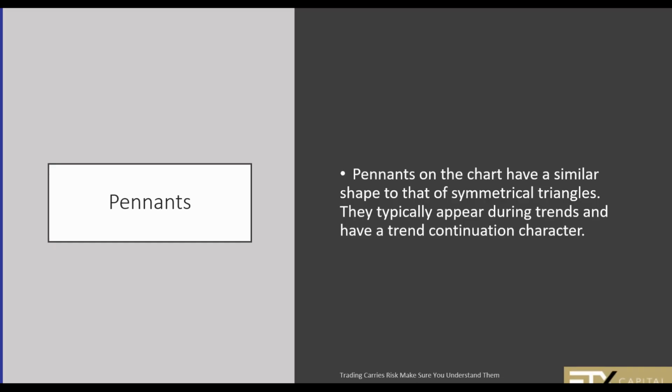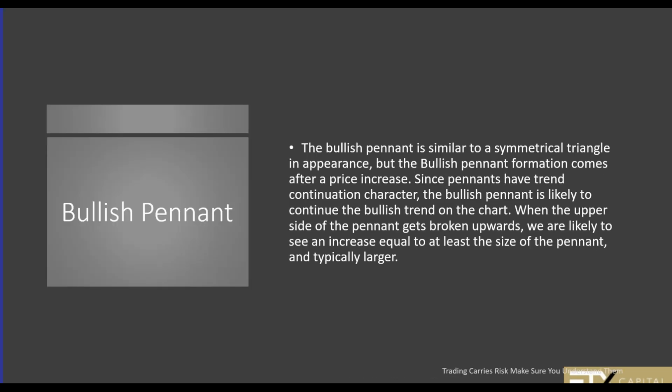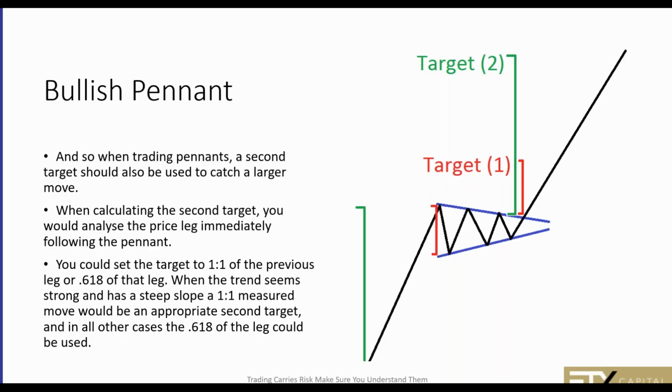So pennants on a chart have similar shapes to the symmetrical triangle. They typically appear during trends and have a trend continuation character. Therefore, I just call them all triangles. A bullish pennant is similar to a symmetrical triangle in appearance. Okay.